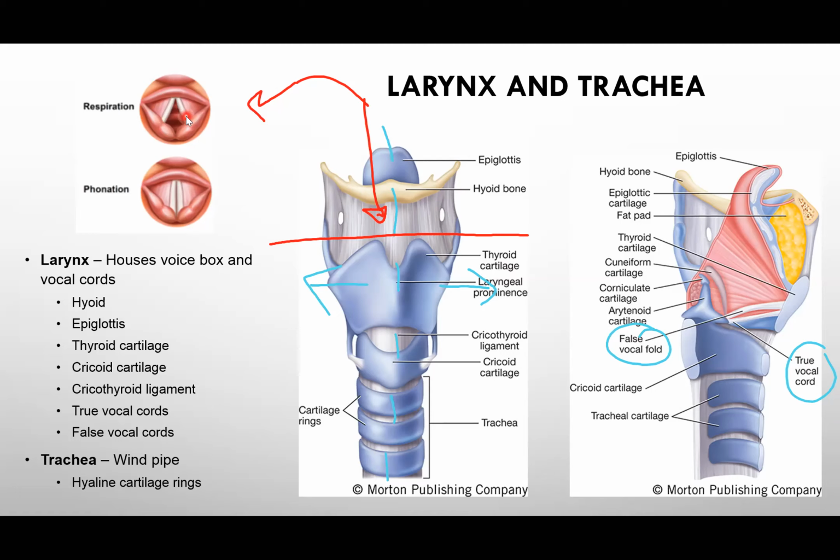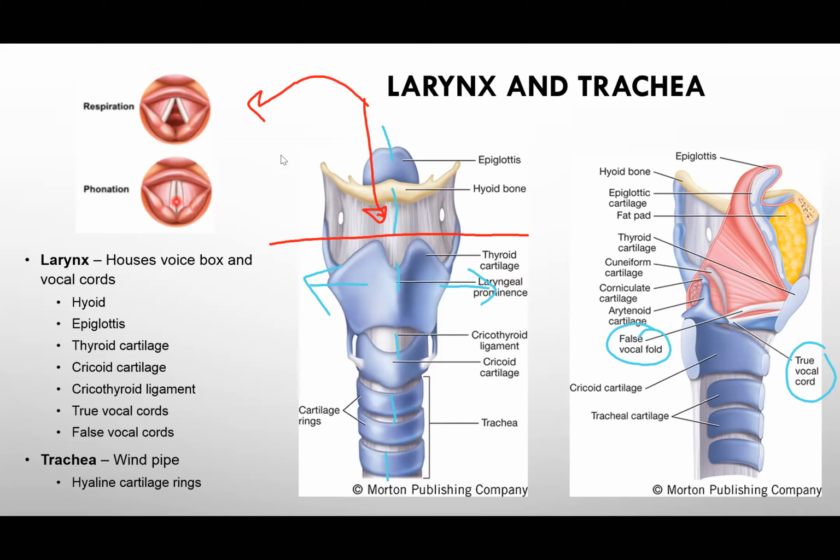Whenever we breathe in, these vocal folds are relaxed and they allow air to move down into the trachea. But whenever we talk, we tighten our vocal folds. They become contracted. So you can see these two things come together whenever we're talking, which is also why you can't inhale and talk at the exact same time. I'll give you a second to try. I promise you can't.